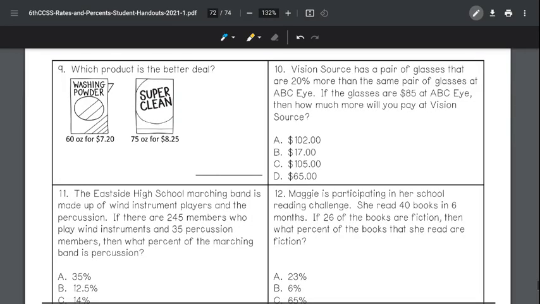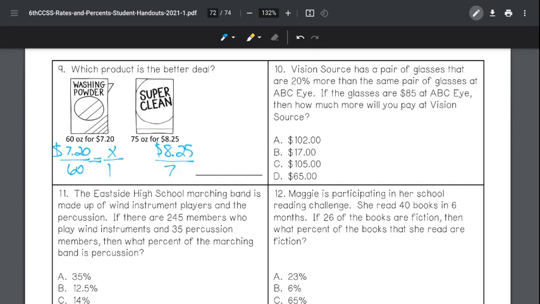Number 9, which product is a better deal? You had to set up 2 separate proportions for this. $7.20 for 60 ounces equals X for 1 ounce. And the second one, $8.25 for 75 ounces. We want to know how much money we pay for 1 ounce. So we have to figure out both of our X values and then compare to see which one's cheaper.